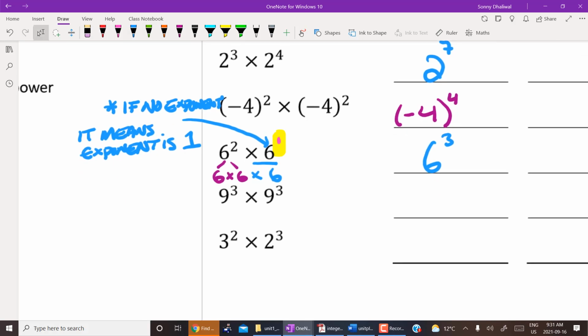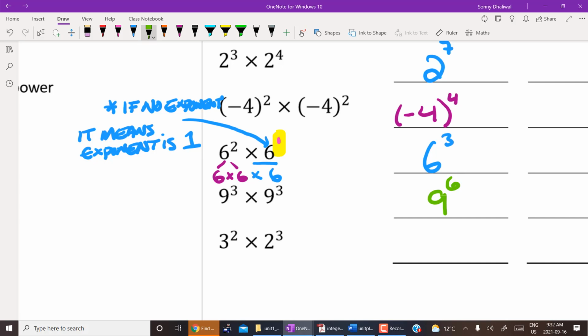Okay, third question. What's the base? What's the exponent? Mikey? 9 and 3 or 6. Yep. The base doesn't change. The exponents we add. All right. Last one. What's the base? What's the exponent? Alana?